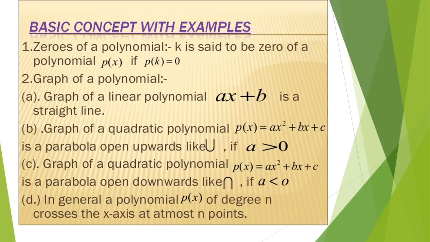Next, before going to discuss basic concepts with examples, we need to understand the zero of the polynomial and the value of the polynomial. If p of x is a polynomial and k is some real number, and p of k equal to 0, then k is called a zero of the polynomial p of x. Meaning whichever value satisfies the given polynomial, the result becomes 0, then that value is called the zero of the given polynomial. Value of the polynomial means we have to get the result as some value.